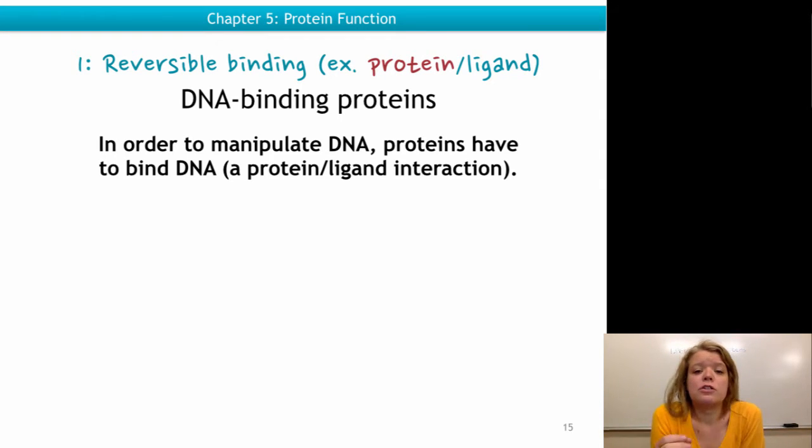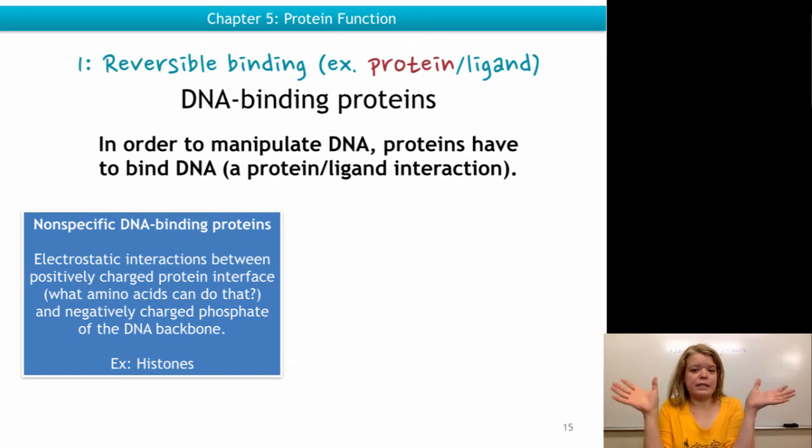All right. So one example of reversible binding that's very topical for DNA replication and other subjects of molecular biology is the ability of proteins to interact with DNA. Because in order for proteins to manipulate DNA, whether replicate it or make RNA from it, proteins have to be able to find it. They have to be able to bind it. So it's a protein and ligand interaction.